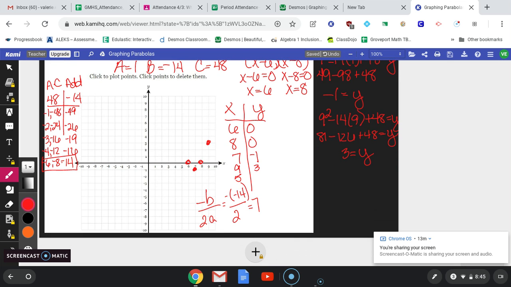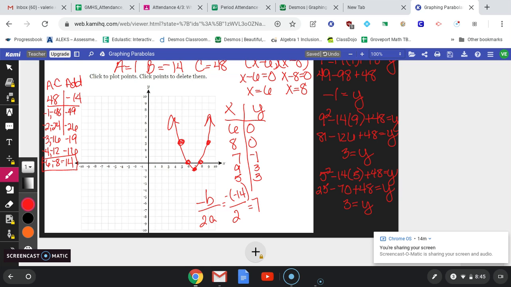And then I'm going to plug 5 in. So I have 5 squared minus 14 times 5 plus 48 equals y. So 25 minus 70 plus 48 equals y. And 3 equals y. So I go over here to the 5, graph up to 3, and there's my parabola.